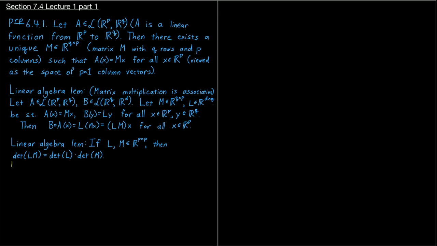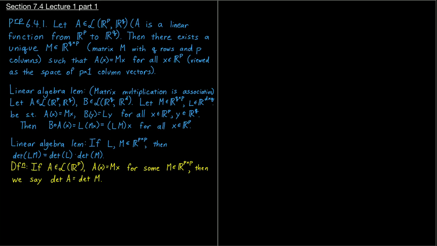A little bit of not terribly surprising notation here. If A is a linear operator from Rp to itself, remember if it's from Rp to itself, we don't bother writing it twice, and M is the matrix of A, remember, there's a unique P by P matrix M such that this is true, then we are going to say that the determinant of A, we'll just let that be the determinant of M.